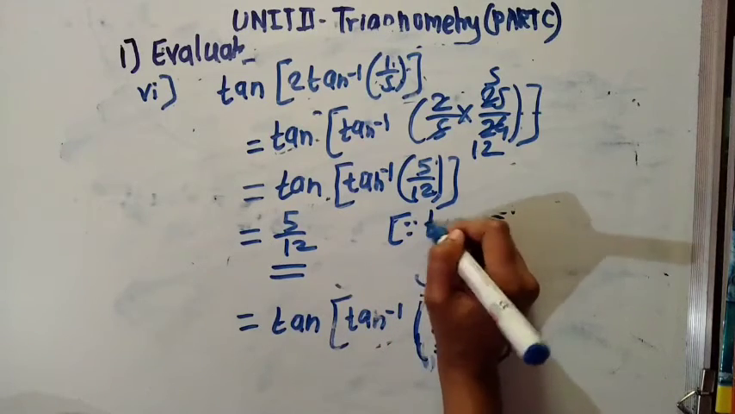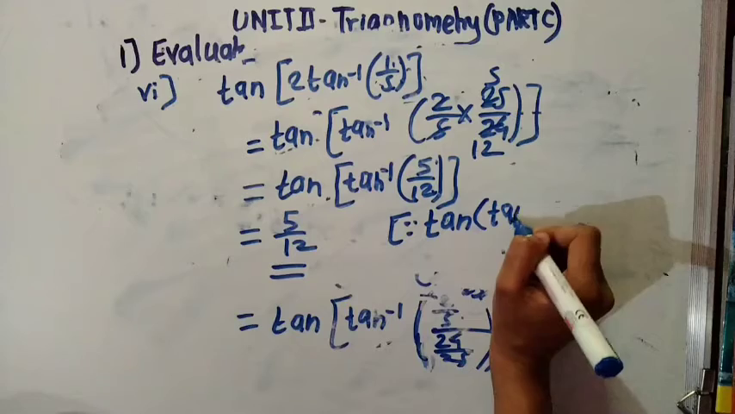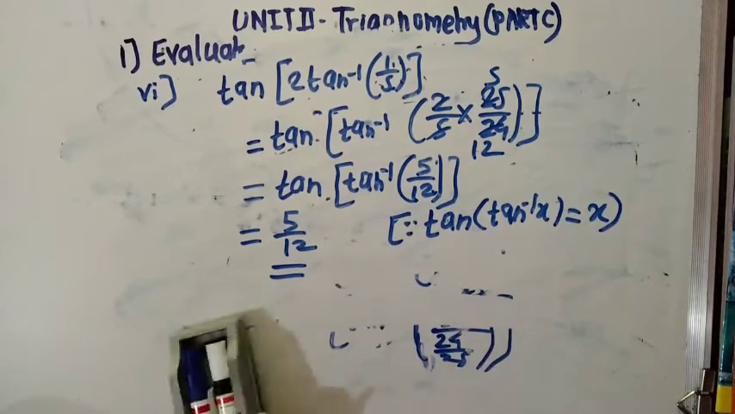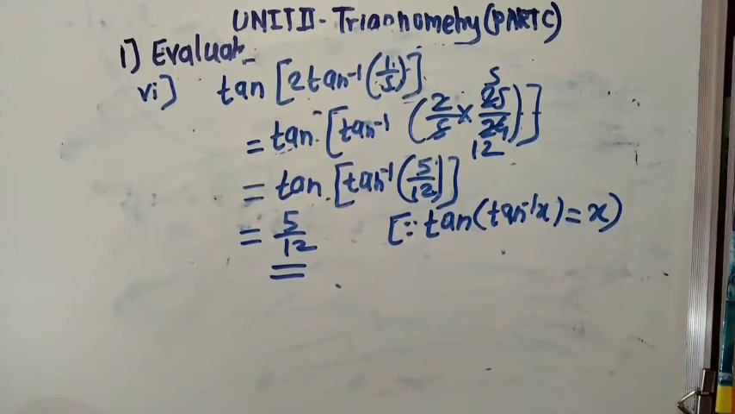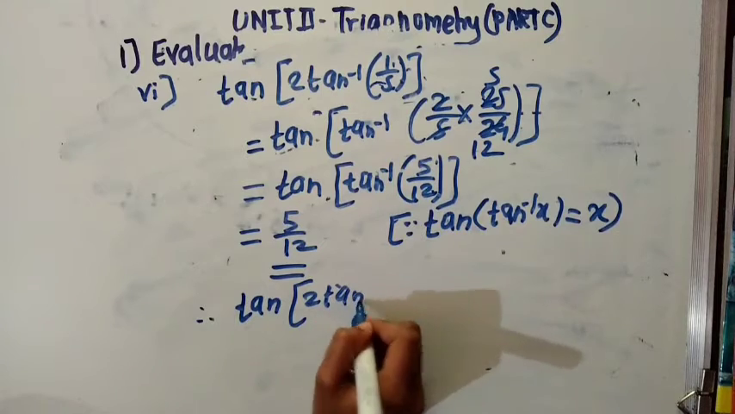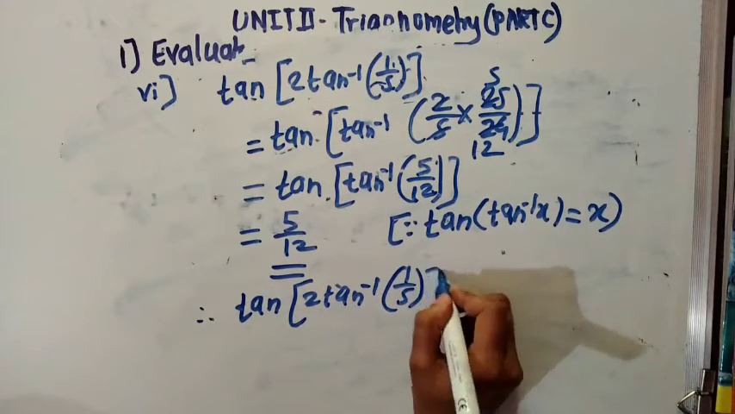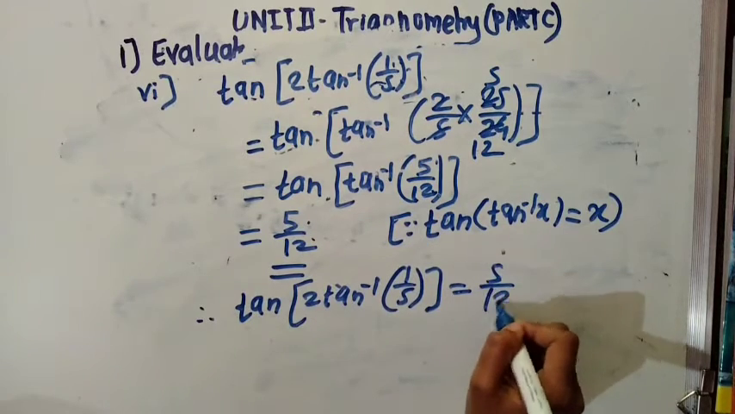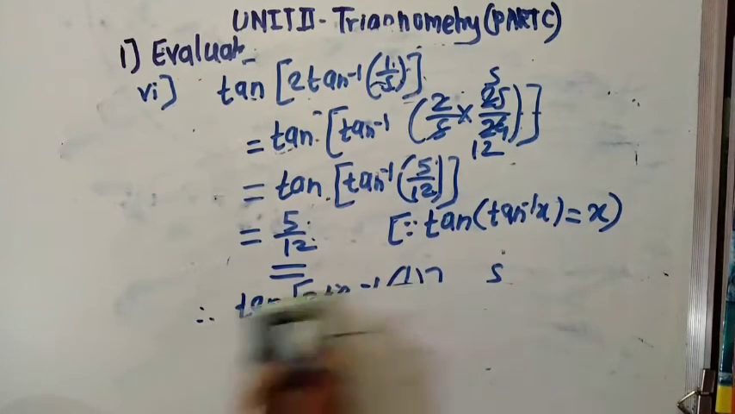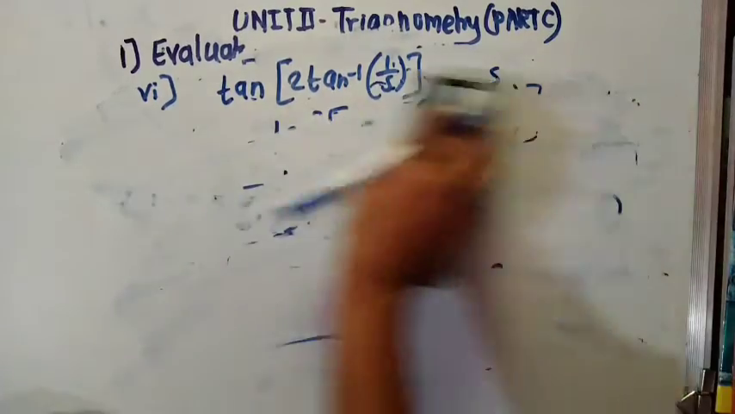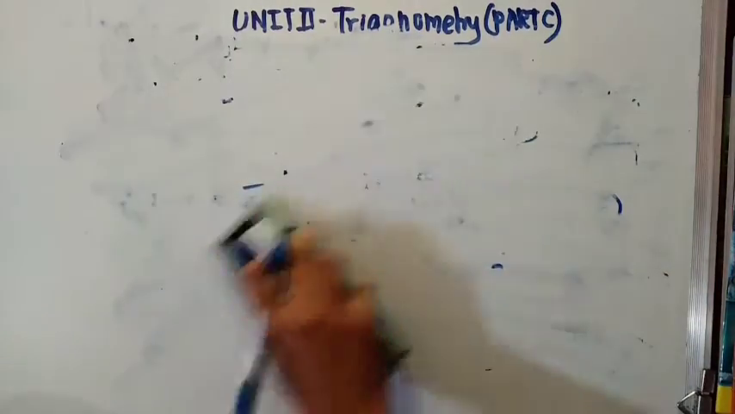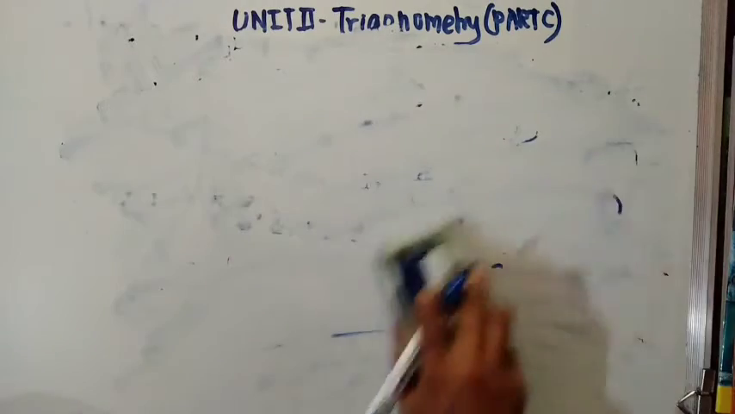Since tan of tan inverse of x is equal to x, hence tan of 2 tan inverse of 1 upon 5 is equal to 5 upon 12, is the answer. Then we'll give the next example.